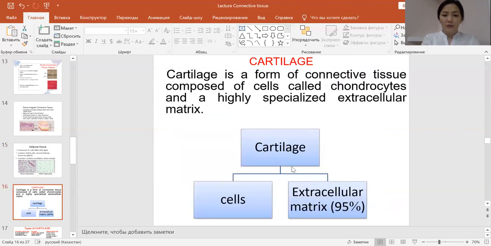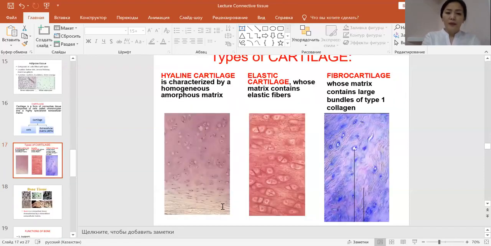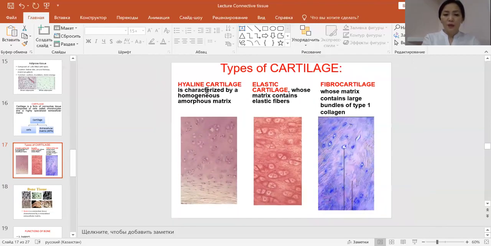Another type of connective tissue is cartilage. Cartilage is a form of connective tissue composed of cells called chondrocytes and a highly specialized extracellular matrix. 95% consists of extracellular matrix, only 5% consists of cells. And cartilage can be of three types: hyaline cartilage, elastic cartilage, and fibrous cartilage.